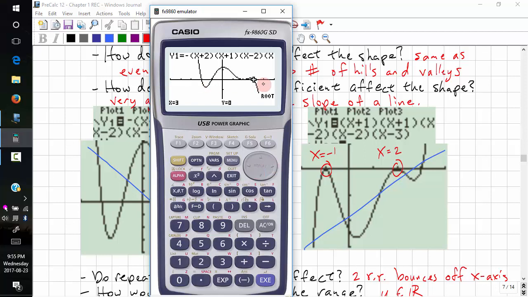And it'll only find roots in the domain that you set. If there are any extra roots outside of the window, you need to expand the window so that you'll get all the roots. And that completes this mini lesson on the Casio calculator.